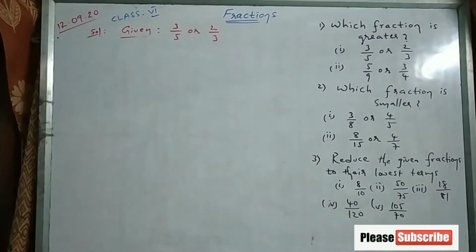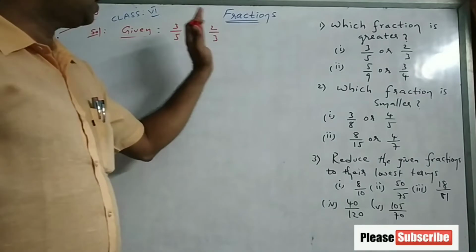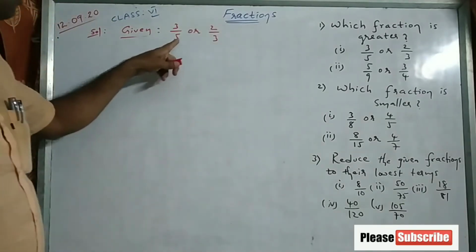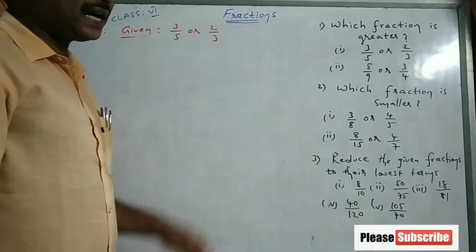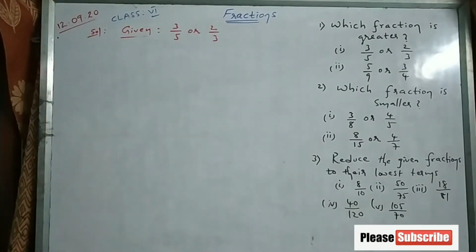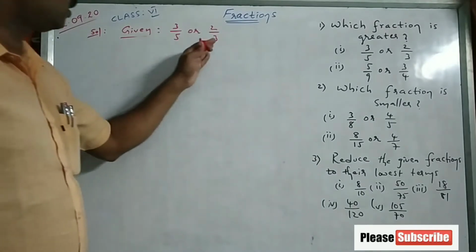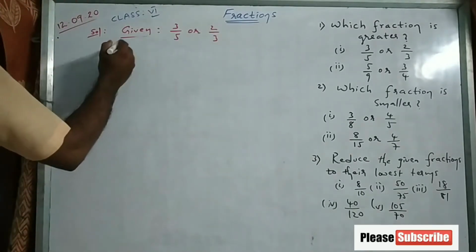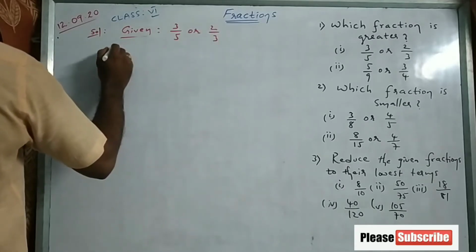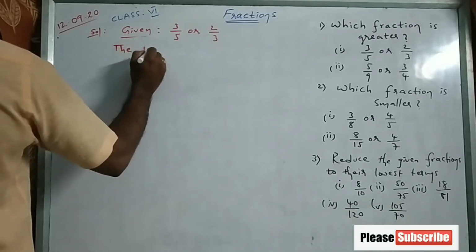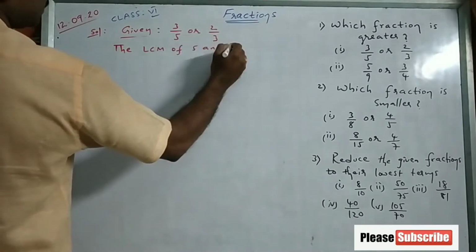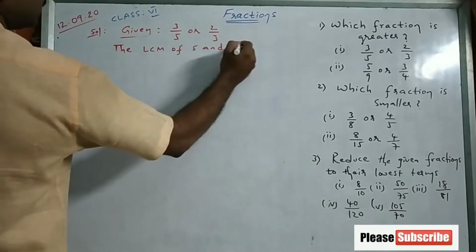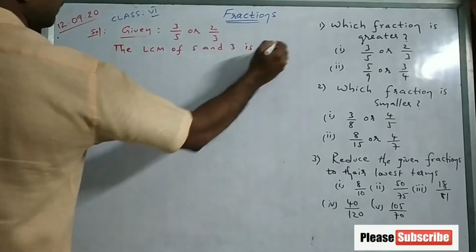As I told you earlier, to decide which one is greater, first we have to make the denominators same. That means given fractions should be changed into like fractions. Like fractions means denominators should be same. To make the denominators same, what did I tell you? The LCM. The LCM of 5 and 3 is 15.